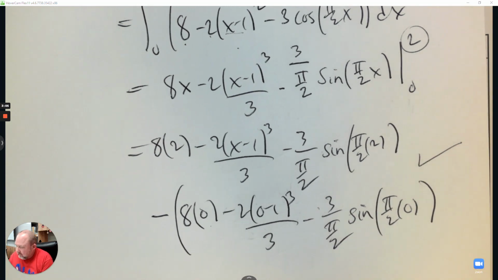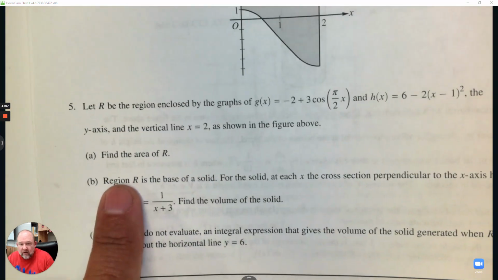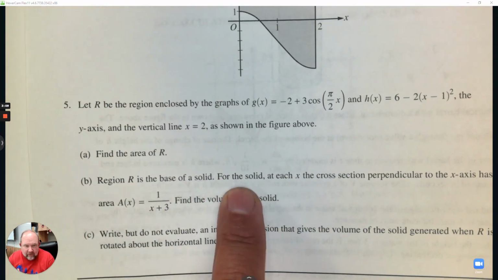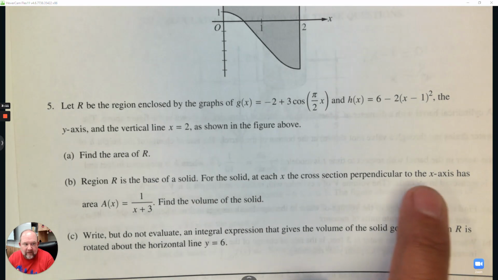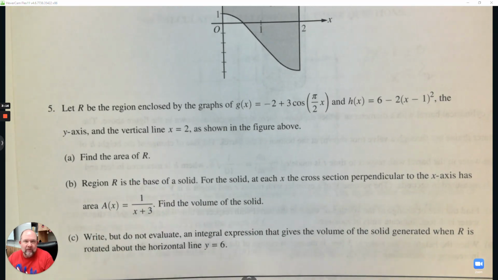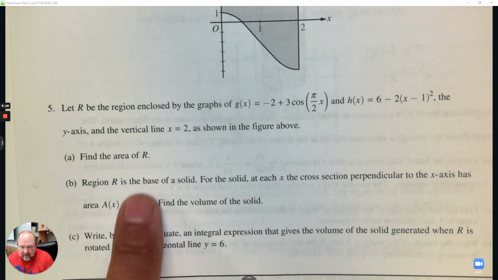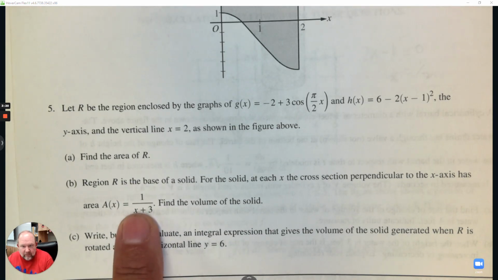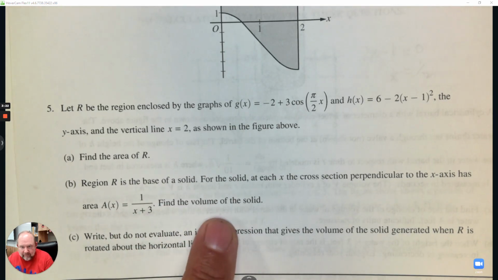Question B says region R is the base of a solid. For the solid, each cross-section perpendicular to the x-axis has an area formula. So I don't need to know if it's a square or rectangle. It already tells you the formula is this, 1 over x plus 3. And this is find the volume of the solid.